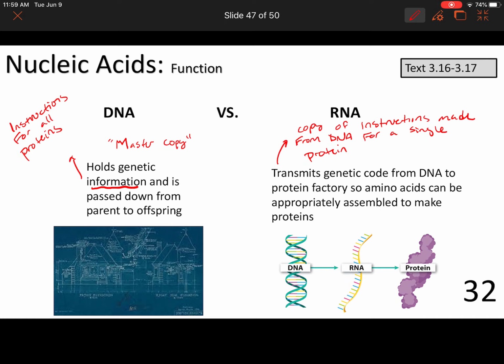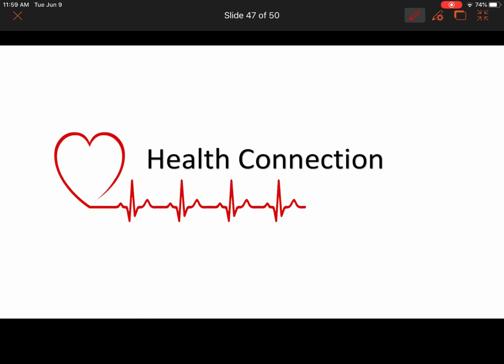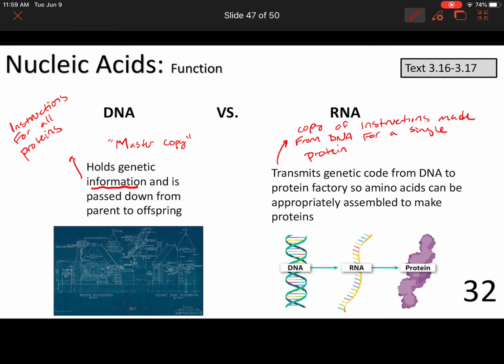Instead, the cell makes a copy of instructions of just the protein it's going to build. That copy is RNA. So RNA is a copy of instructions for a single protein that gets made from DNA, which has the instructions for all of the proteins. And that's what the protein actually gets built off of, is the RNA, which is a copy of the protein from DNA.